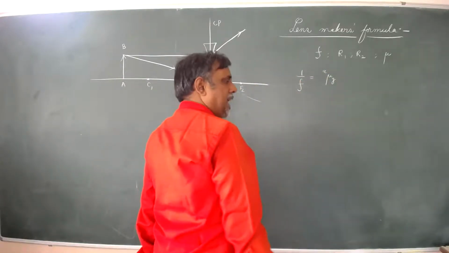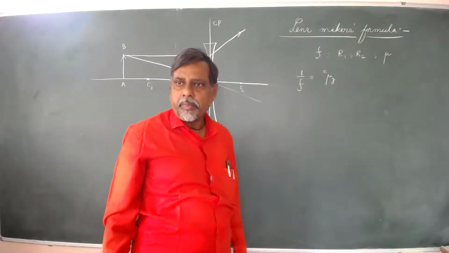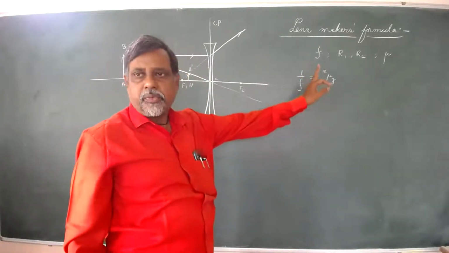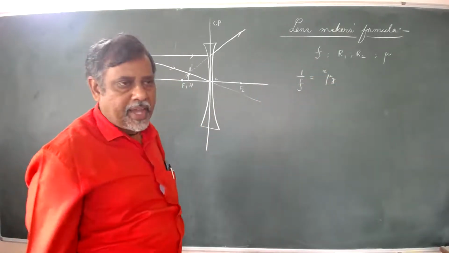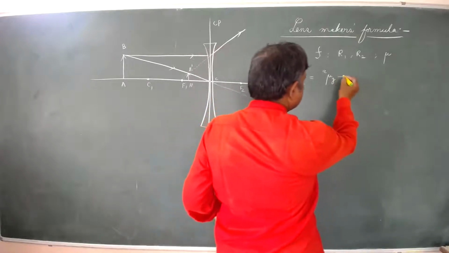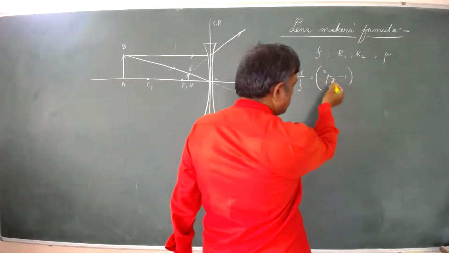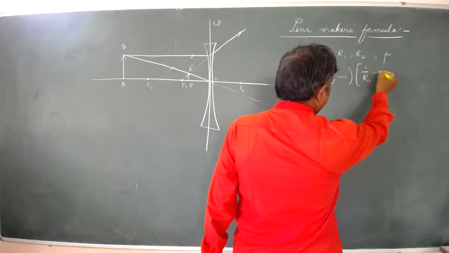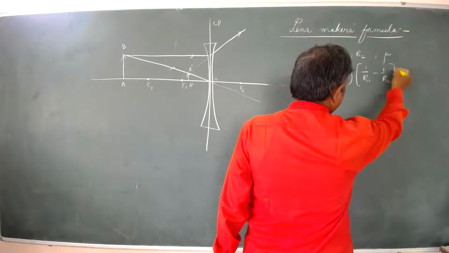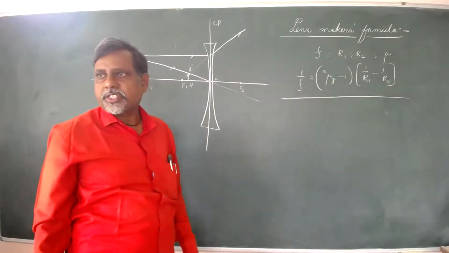If I take a glass lens and place that lens in air medium, then it becomes the refractive index of glass with respect to air, minus 1. So mu g a minus 1 into 1 by R1 minus 1 by R2. So this is what lens maker's formula is.